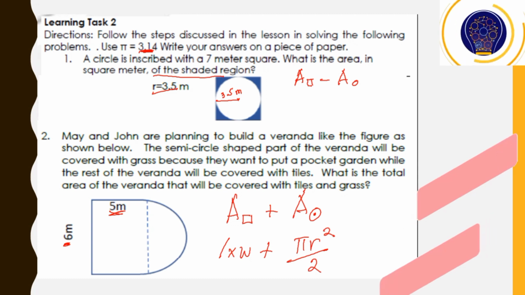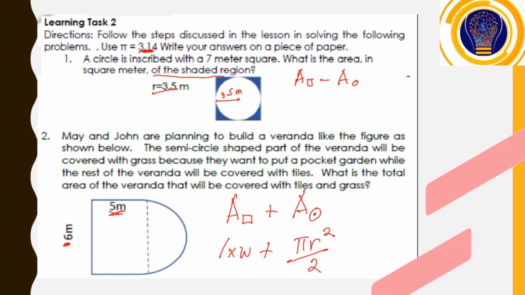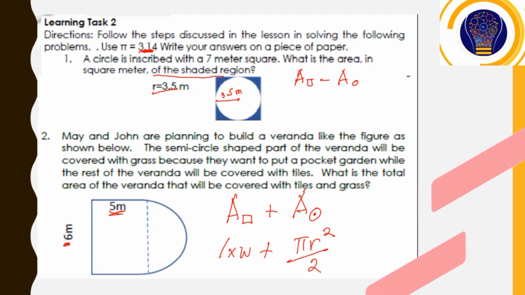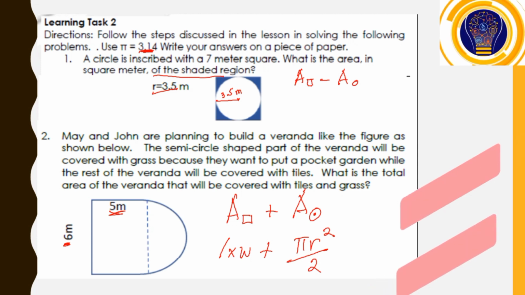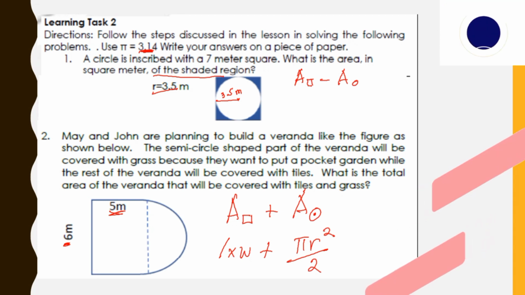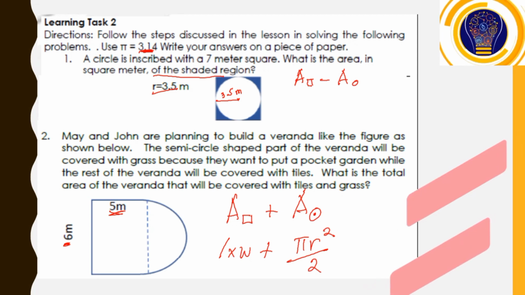We have here learning task number 2. Now, sabi dito, follow the steps discussed in the lesson in solving the following problems. Use pi equals 3.14. So, mahaba kasi yung value ng pi, pero dito, sinabi na ito lang yung gagamitin nyo. Now, number 1, a circle is inscribed with 7 meters square. So, kabaliktaran yung learning task number 1. Dito, ang nasa loob ay circle.